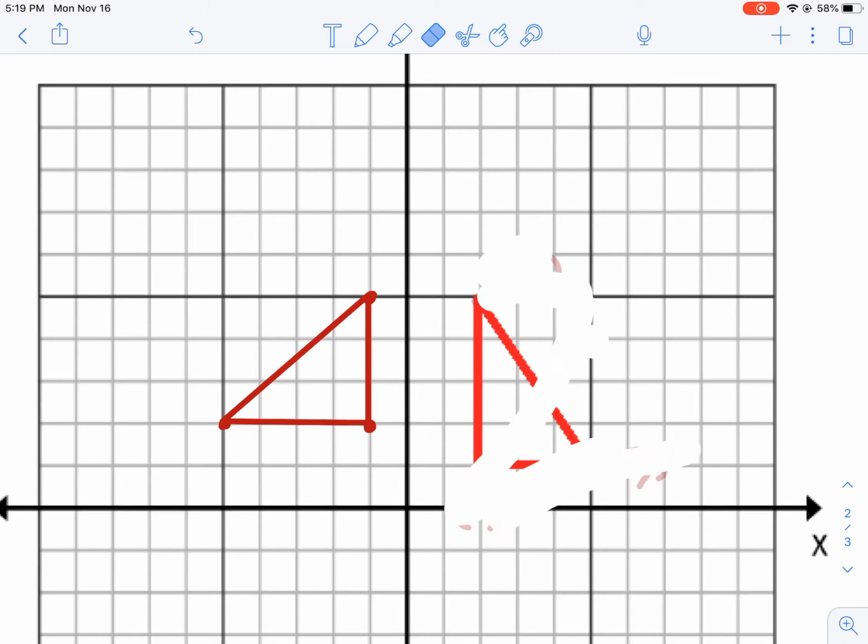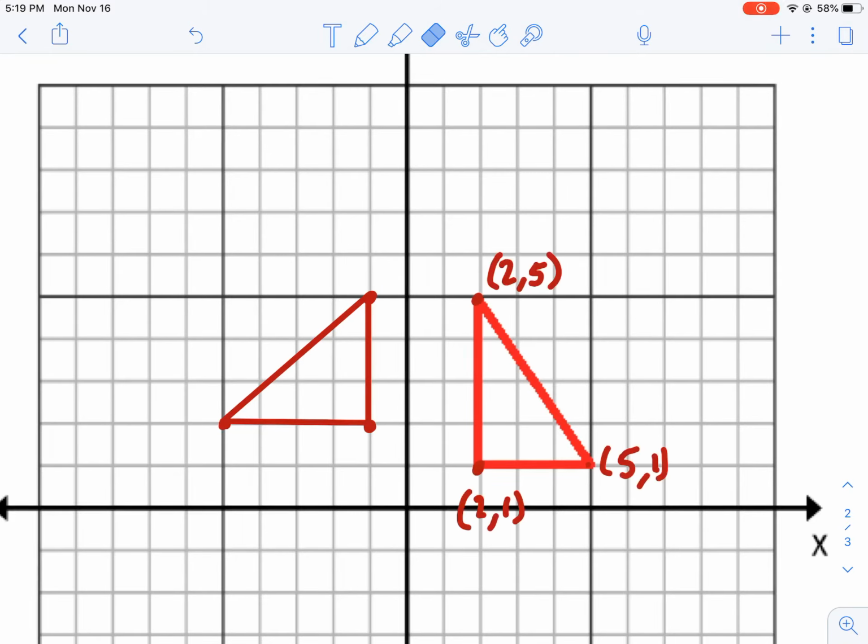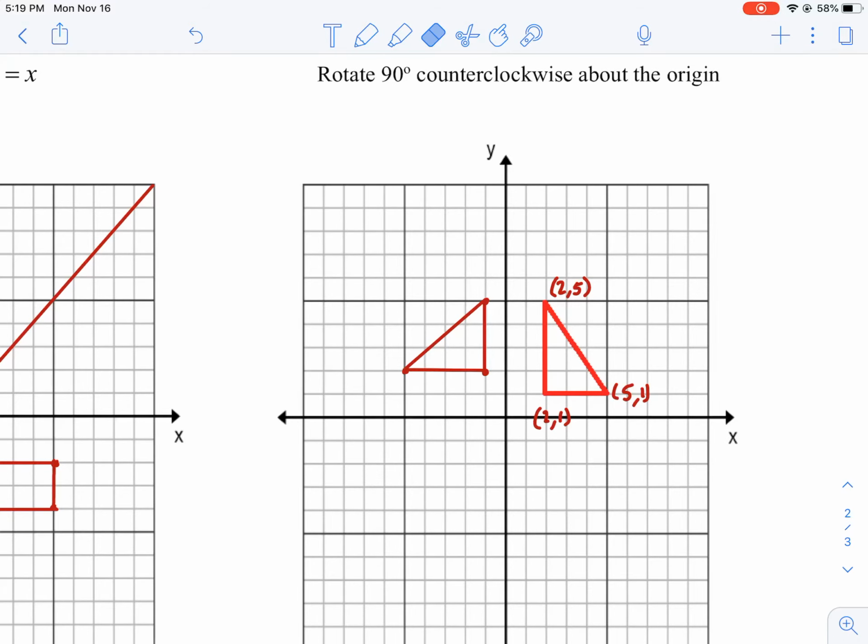So I know this one does kind of look different, but it's actually rotating. This side is longer than this side is. So that's why it looks a little different when it's rotated.